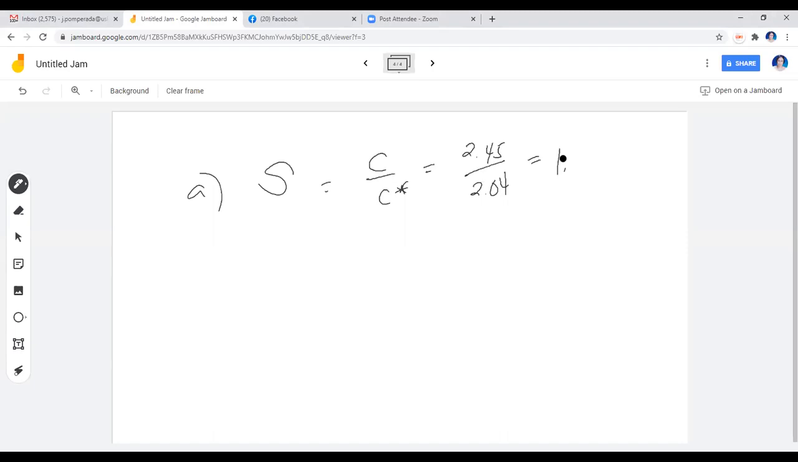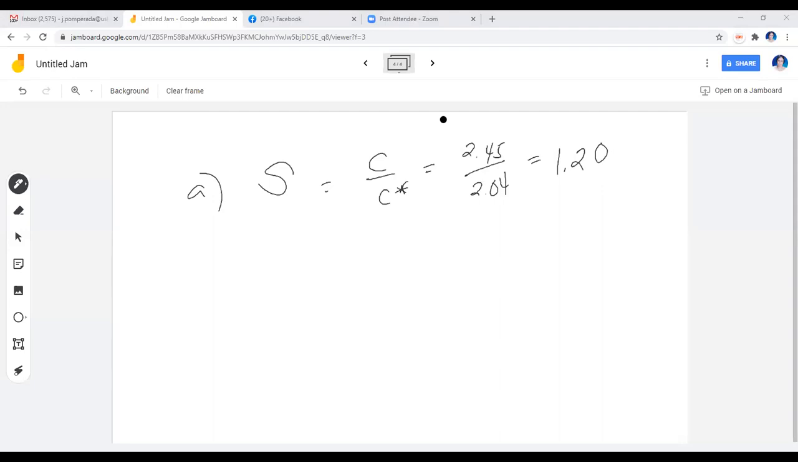Wait. So you have a 2.45 divided by 2.04. So that would be a 1.20.